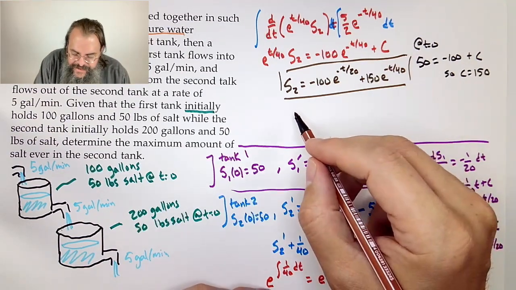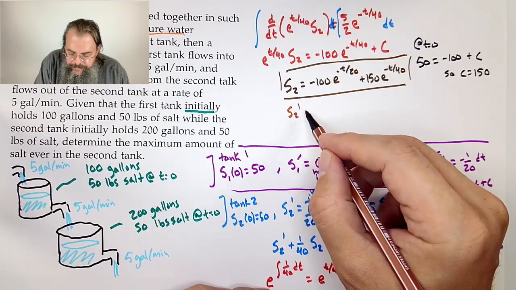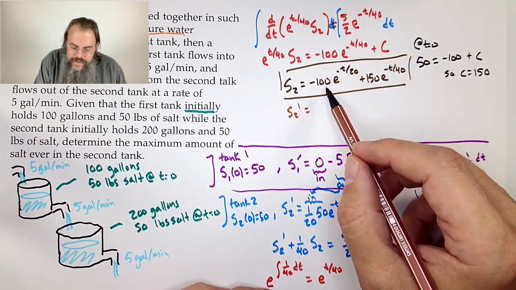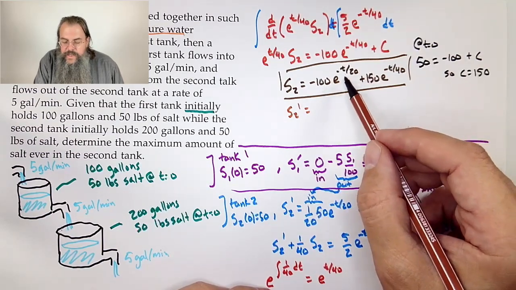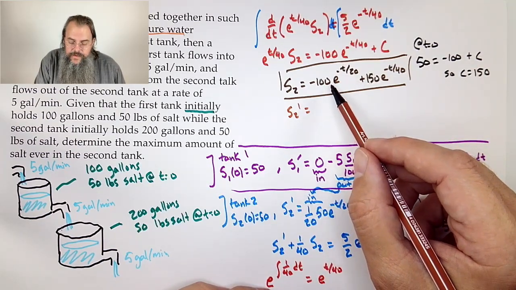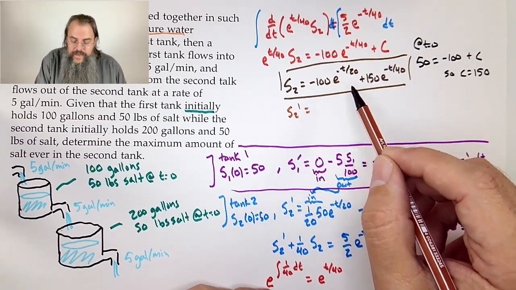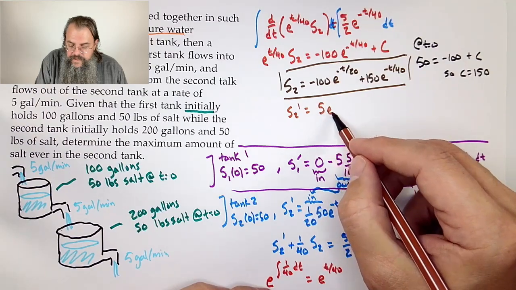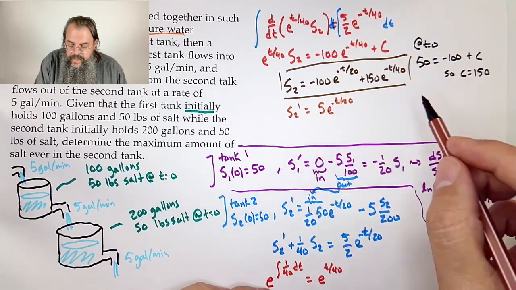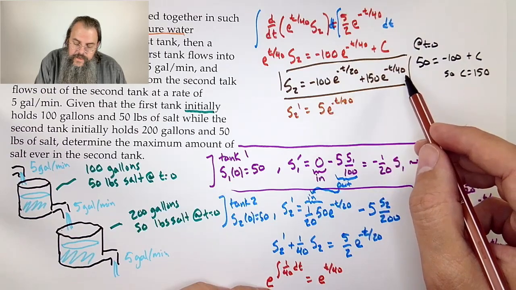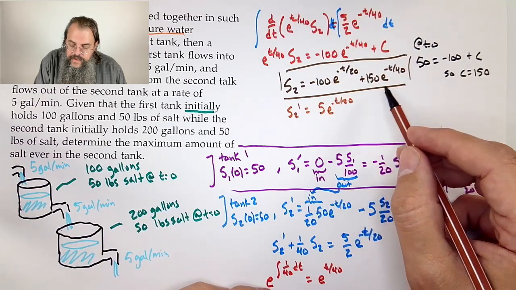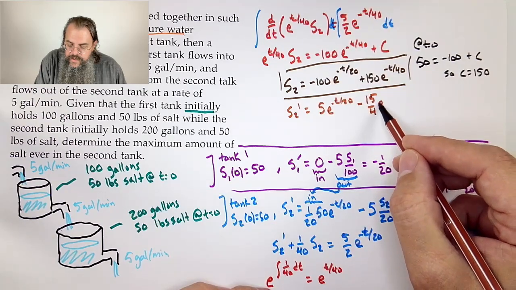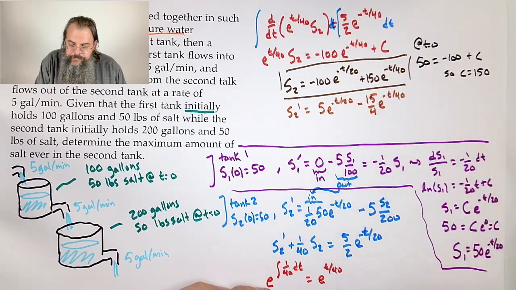But, okay, what is S2 prime? All right, so we bring it down. The minus 1/20th comes down, minus 1/20th, and then we have times minus 100. I'll make it a plus, and we'll get 5 e to the minus t over 20. And then here, the minus comes down, and so it's 15 over 4 e to the minus t over 40.